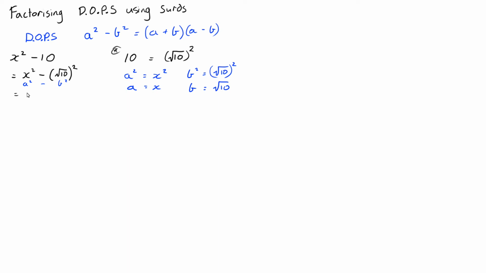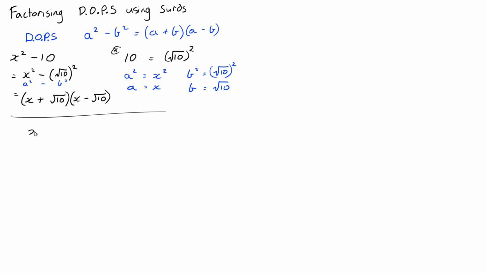So when I go to my formula, I've got a, which is x, plus b, which is the square root of 10, and then a again, which is x, minus the square root of 10. So that's how I factorise these difference of perfect squares when this number isn't actually a squared number. Let's have another example.